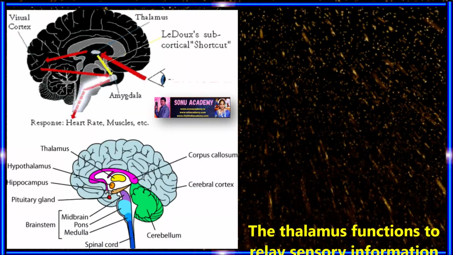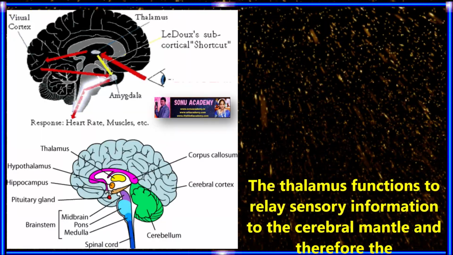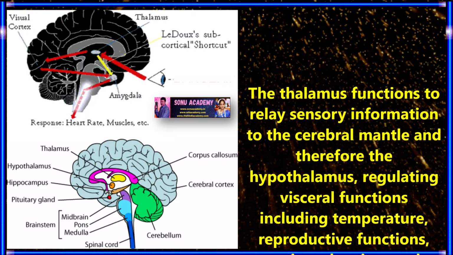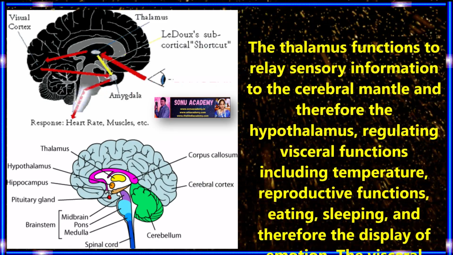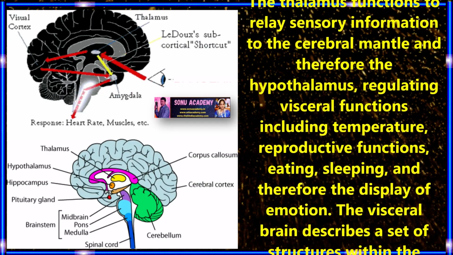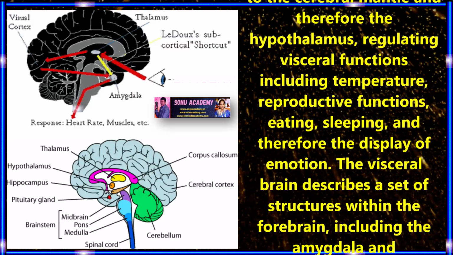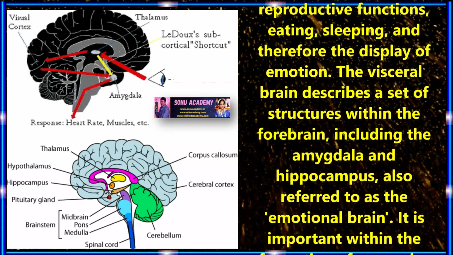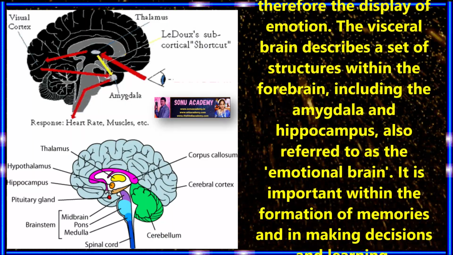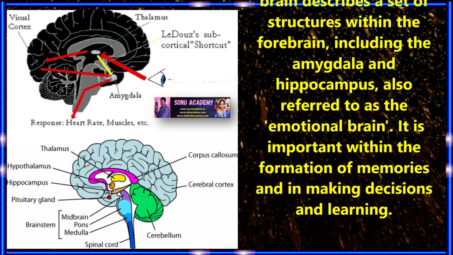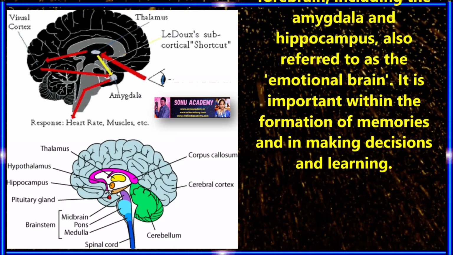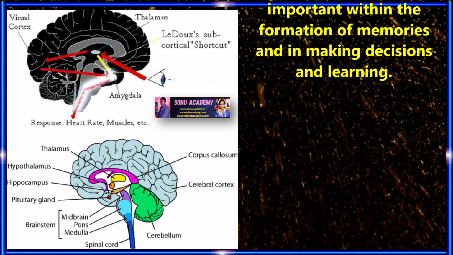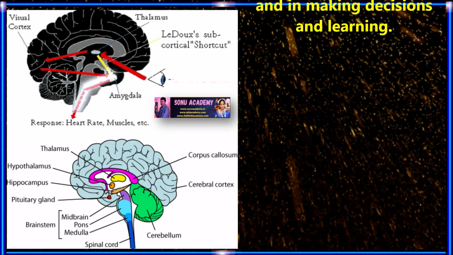Children, now let us discuss the thalamus. The thalamus functions to relay sensory information to the cerebral mantle, and the hypothalamus regulates visceral functions including temperature, reproductive functions, eating, sleeping, and the display of emotion. The visceral brain describes a set of structures within the forebrain including the amygdala and hippocampus, also referred to as the emotional brain. It is important in the formation of memories and in making decisions and learning.